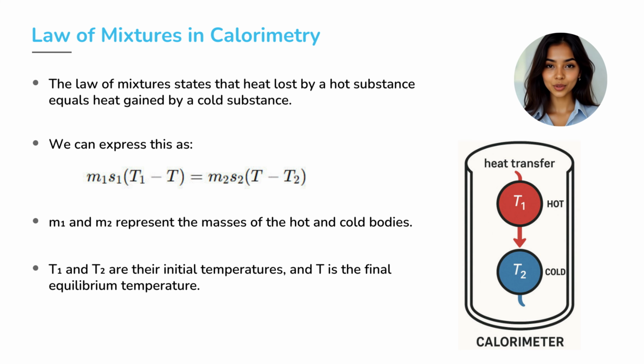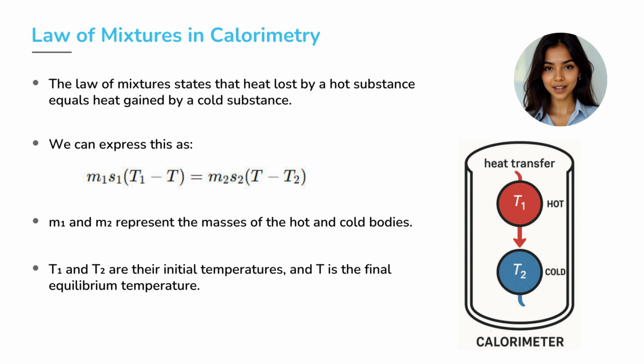Now, let's explore the law of mixtures. This law states that when two objects of different temperatures are mixed, the heat lost by the hot substance will always equal the heat gained by the cold substance. We can express this mathematically as m1 times s1 times (T1 minus the final temperature T) equals m2 times s2 times (T minus T2).